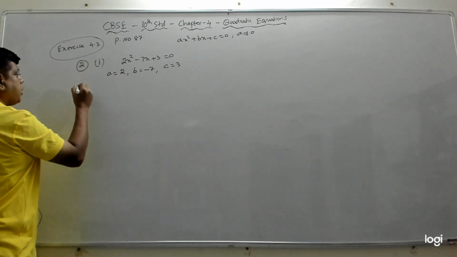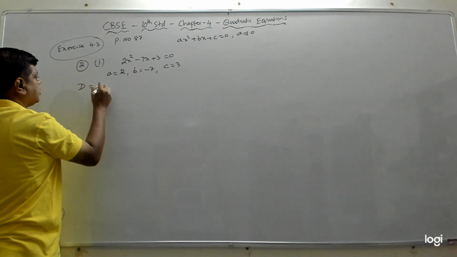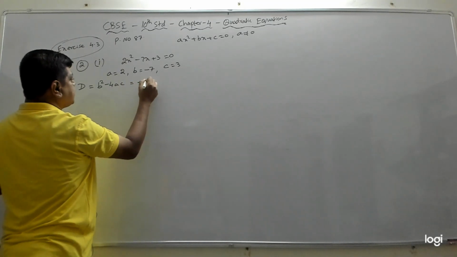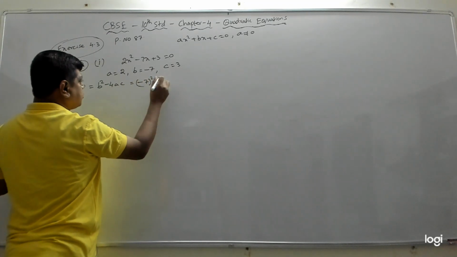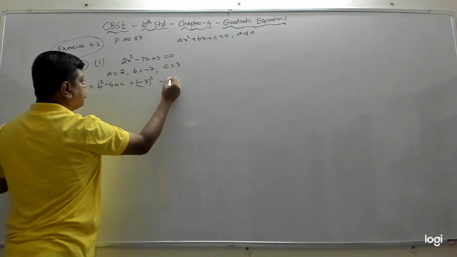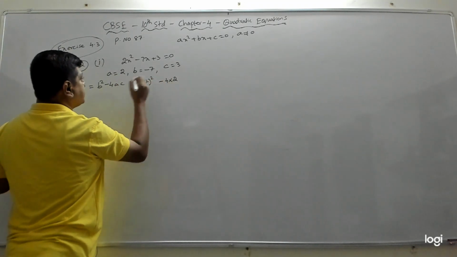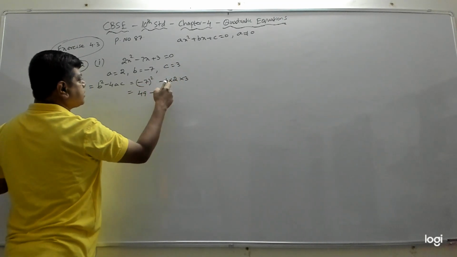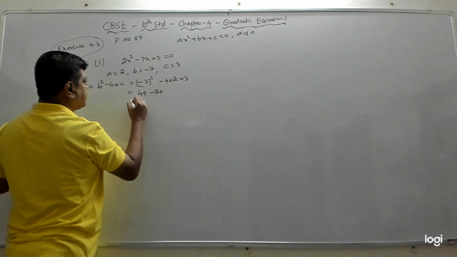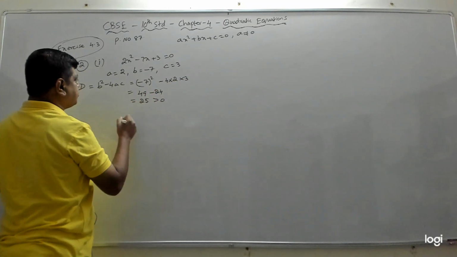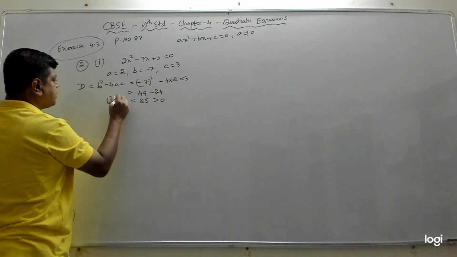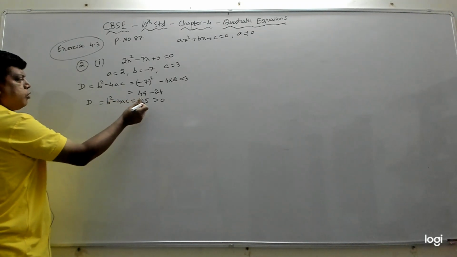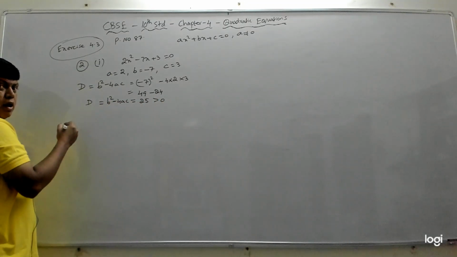Then we should find b square minus 4ac, which is the discriminant. D is b square minus 4ac. That is the second step. That is equal to minus 7 the whole square minus 4 into a, which is 2, into c, which is 3. So this becomes 7 square is 49 minus 8 3s are 24. You get 25, which is greater than 0. Therefore, it will have two real roots.